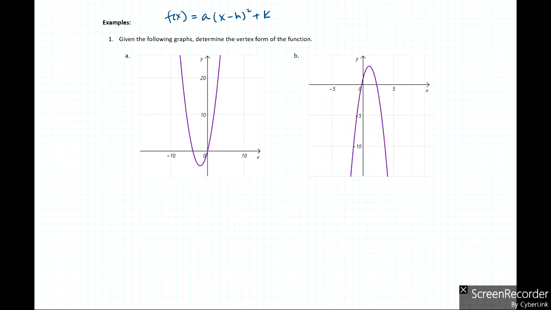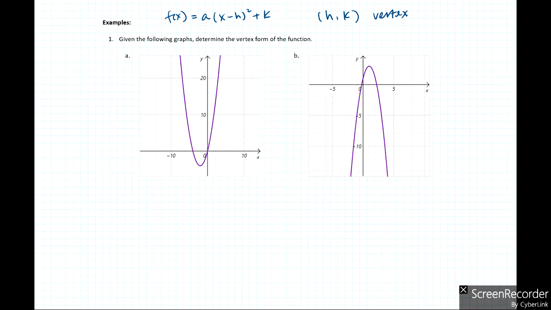And the h and the k values are going to be the vertex. Therefore, if you are looking at a function graph and you can identify the vertex, you should be able to tell the h and k values directly. That's where we're going to base everything off of.